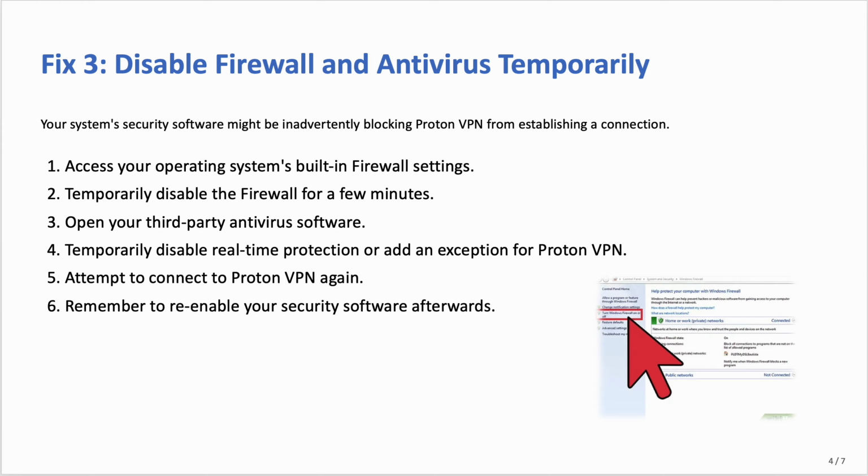Then guys, disable firewall and antivirus temporarily. Your system security software might be inadvertently blocking Proton VPN from establishing a connection. Access your operating system's built-in firewall settings. Temporarily disable the firewall for a few minutes and open your third-party antivirus software. Temporarily disable the real-time protection or add an exception for Proton VPN. Attempt to connect to Proton VPN again. And remember to re-enable your security software afterward.